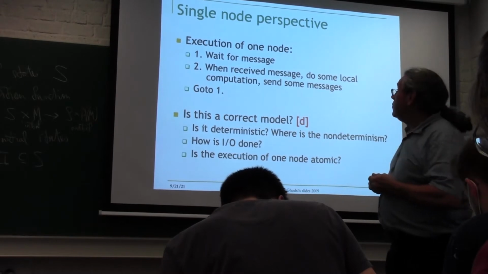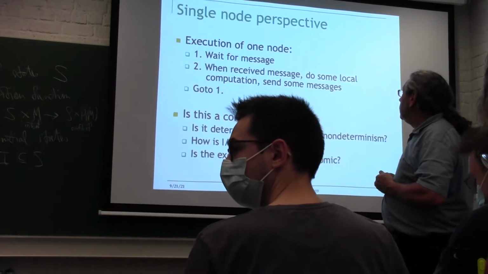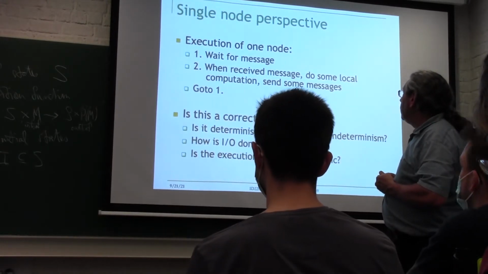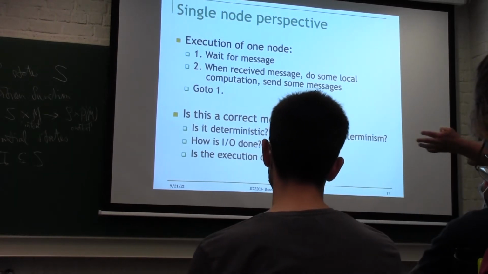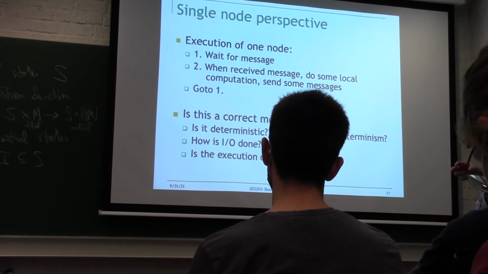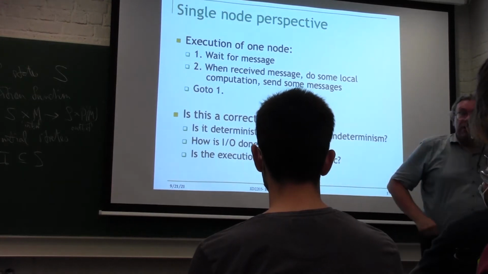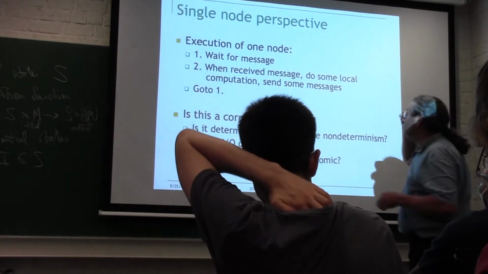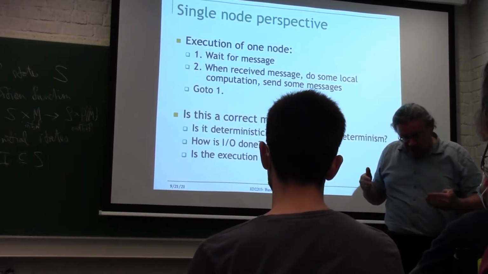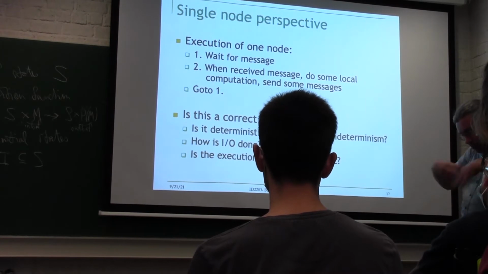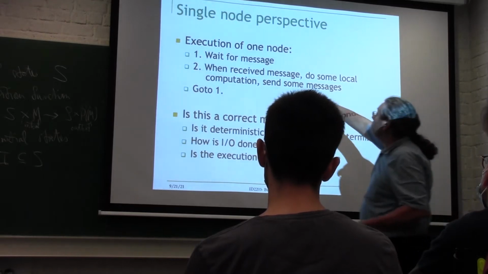In step 2, can the smaller steps be done in a different order? Like, can you send messages and then do local computation? No, in this model, it's always like this. But would that make a difference? What would be a different model? If you vary this a little bit, it would probably not make much difference, okay? There are many possible ways to model a distributed system. But this is actually very reasonable.